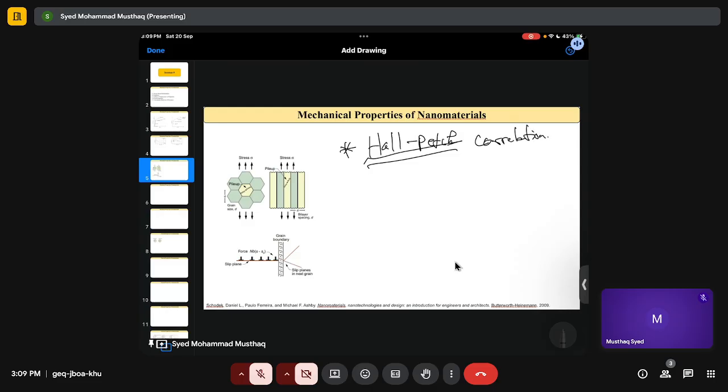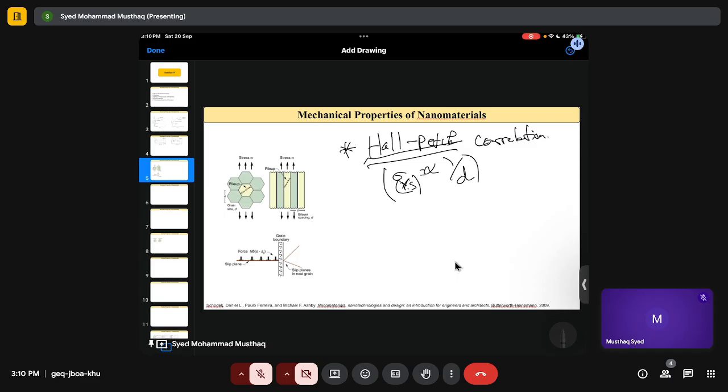Now, what does it say? It tells you the relation between the yield strength, as I have said before, which is the amount of stress required to initiate the plastic deformation, or the start of the plastic deformation, right? So that is sigma, and I will just represent it as yield strength, YS, and that is inversely proportional to grain size. That is what we learned from the Hall-Petch correlation, and I'm not going to derive it, but I will give just a recap of how we derived it.